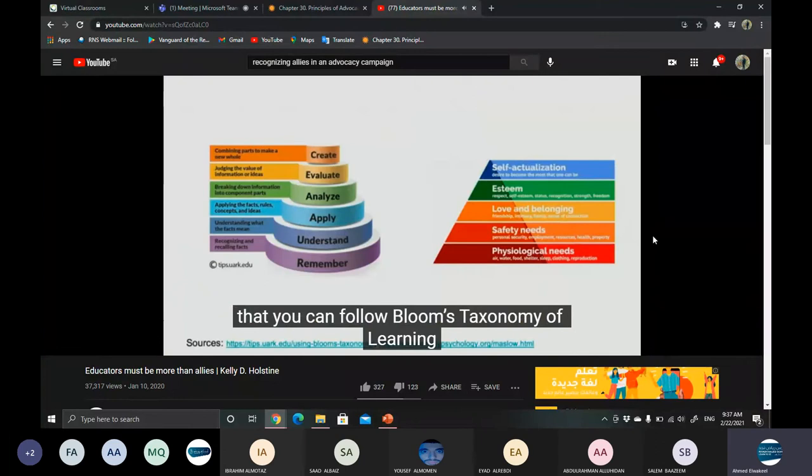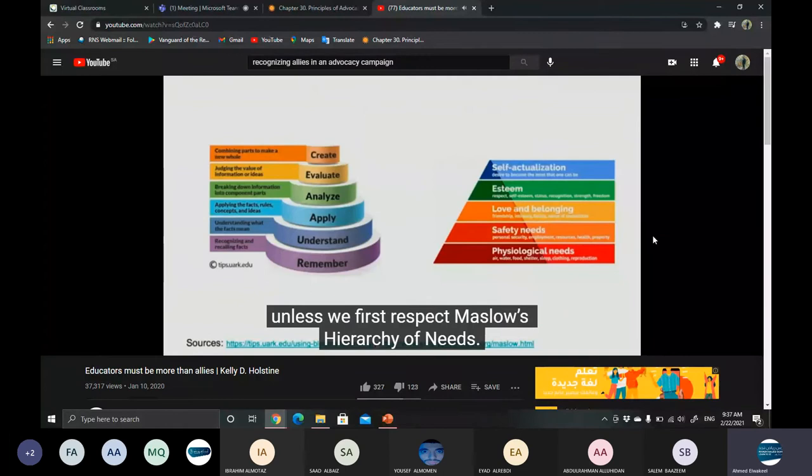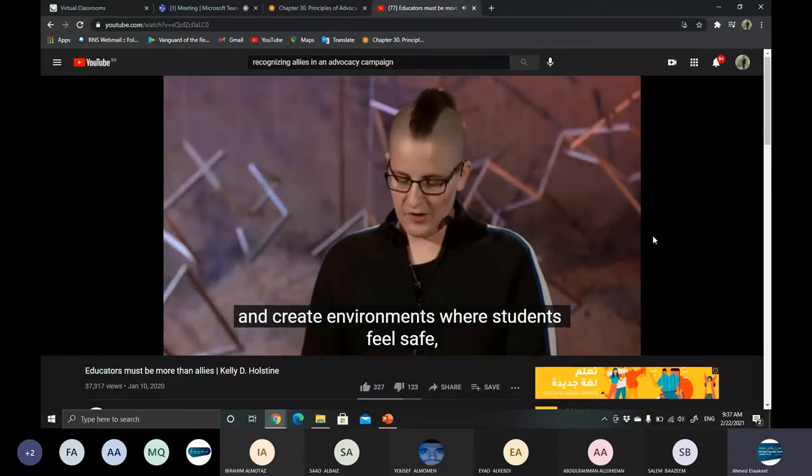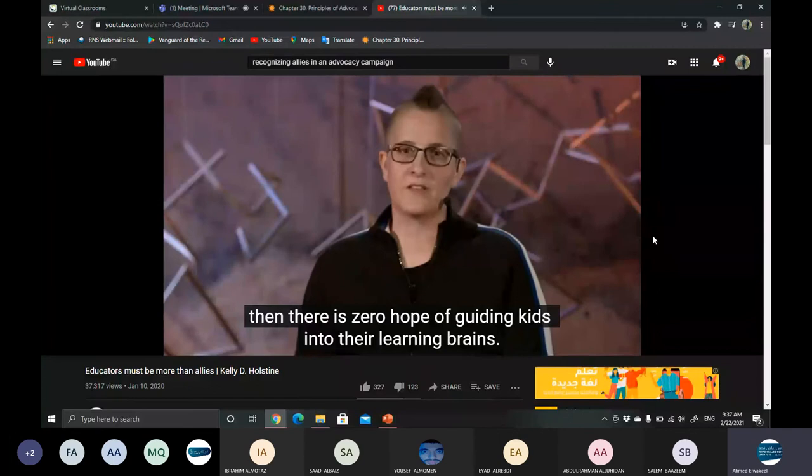Most educators learn pretty quickly that you can follow Bloom's taxonomy of learning and create all of the dynamic lessons in the world, but they will never truly work unless we first respect Maslow's hierarchy of needs. Many of us have already heard that if we don't Maslow before we Bloom and create environments where students feel safe, then there is zero hope of getting kids into their learning brains. And then we're all stuck.